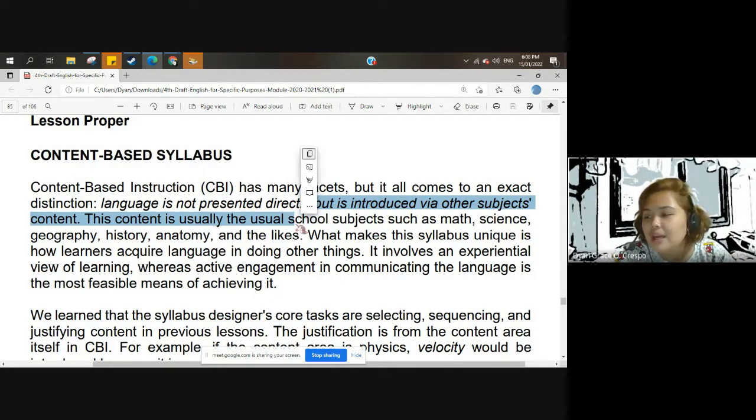By the way, the last word that we'll have is curriculum. Okay, the last word that we will be having is curriculum, and I will have another announcement for the sixth module.